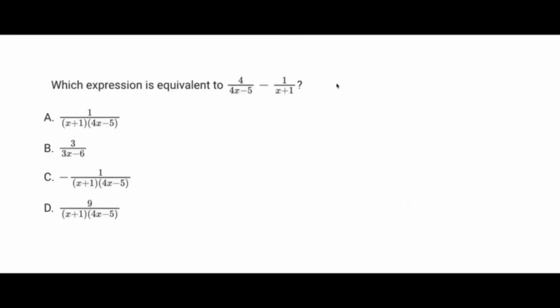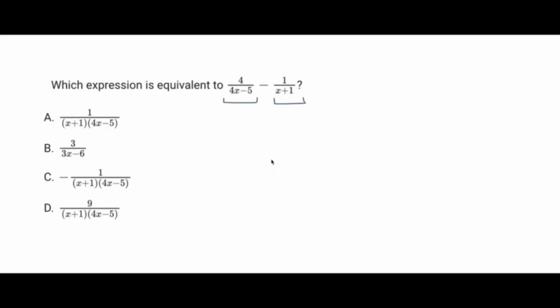Which expression is equivalent to 4 over 4x minus 5 minus 1 over x plus 1. So we have a bunch of answer choices here, and the first thing we want to do to simplify this for equivalent expressions is just get the same denominator, right? That way it's easier to work with, and we can actually do some arithmetic when it comes to it. So we see here that in the first term, we have 4x minus 5 at the denominator, and then for the second term, it is x plus 1.